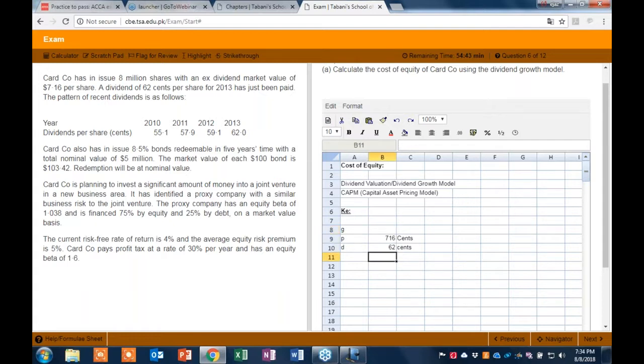Now, how can we calculate the growth? We have two models for calculating growth. One is the compound growth rate, and the other is the Gordon growth approximation model. For the time being, we'll go for the compound growth rate because the information given in the question is in accordance with the compound growth rate. So what is the compound growth rate formula?